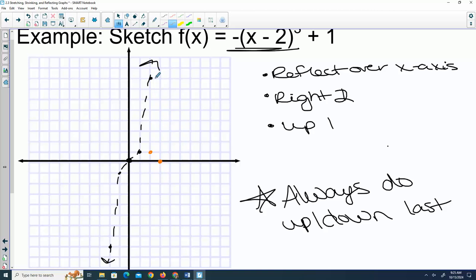Okay, if I wanted 2, 8, if I flip that over the x, it goes to 2, negative 8. Right 2, up 1. If I take negative 1, negative 1, if I flip that over the x, where does it go? And then we move it right 2 and up 1. And if you had negative 2, negative 8, if you flip that, it goes to negative 2, positive 8. Right 2 and up 1.